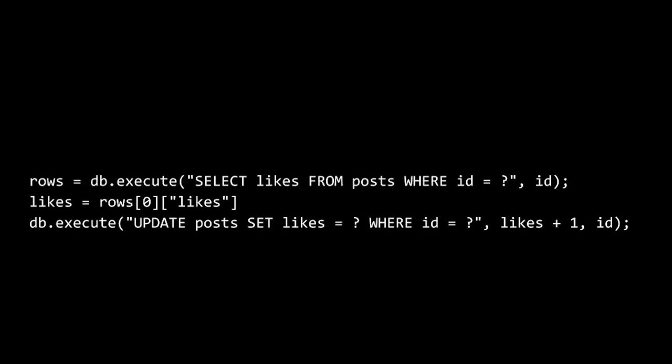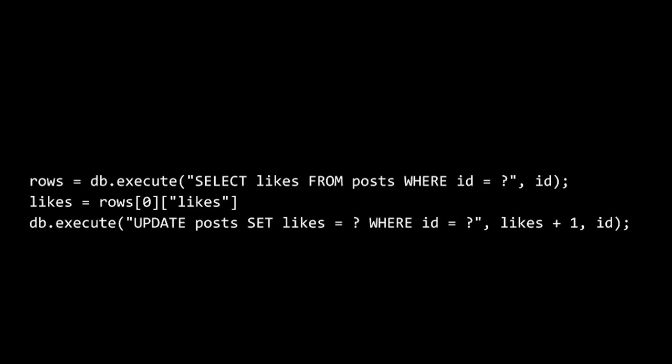3 lines of code using CS50's library here, where you execute select likes from posts where ID equals question mark, where ID is the unique identifier for that egg. And then I'm storing the result in a rows variable, which again I claim is a list of rows. I'm going to go into the first row, so that's rows bracket 0. And I'm going to go into the likes column to get the actual number. And that number I'm going to store in a variable called likes. So this is going to be like 50 million, and I want it to go to 50 million and 1.